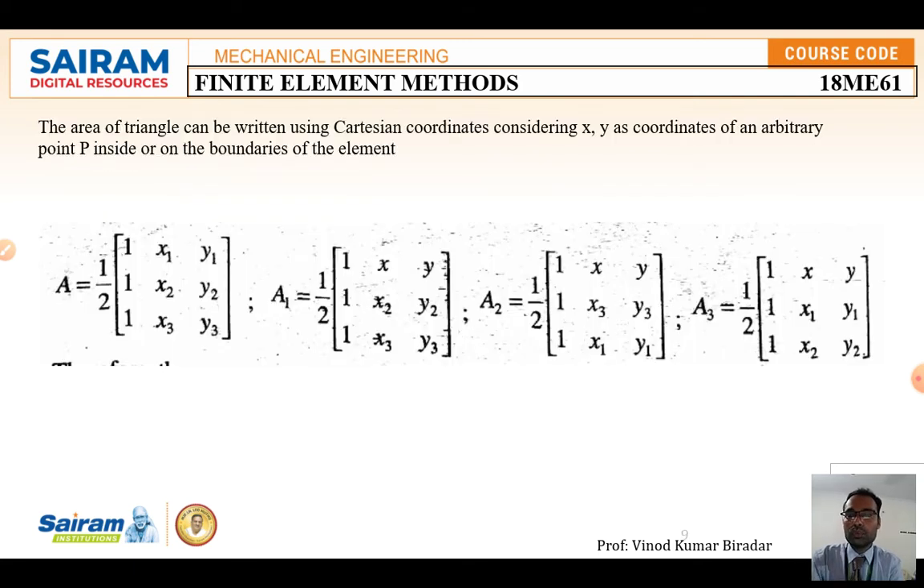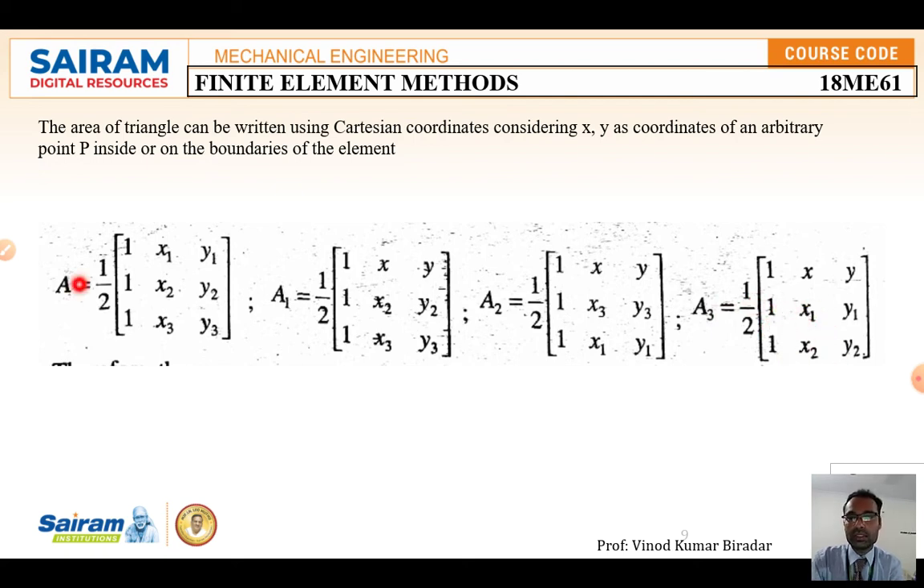Okay, so if you want to find the shape function, the area of the triangle can be written using Cartesian coordinates, considering the x and y values, for an arbitrary point P inside or on the boundary of the element. So A is equal to half of the determinant with rows 1 1 1, x1 x2 x3, y1 y2 y3. Like that a1 is half of the determinant with 1 1 1, x y, x2 y2, x3 y3. Coming to the second area, a2 is half of 1 1 1, x y, x3 y3, x1 y1. And a3 is half of 1 1 1, x y, x1 y1, x2 y2.